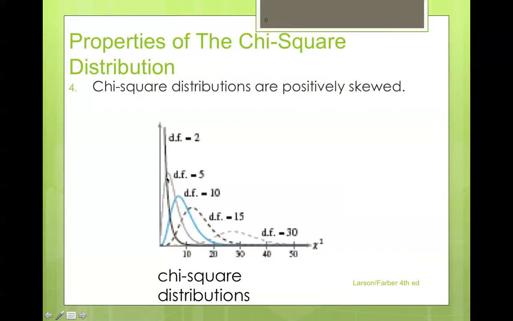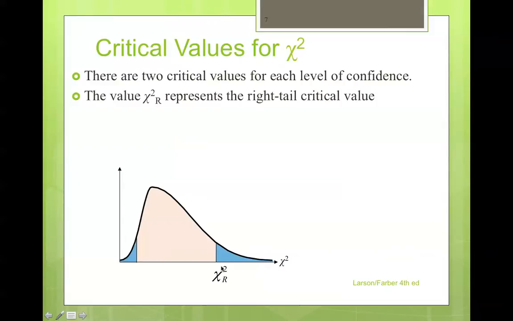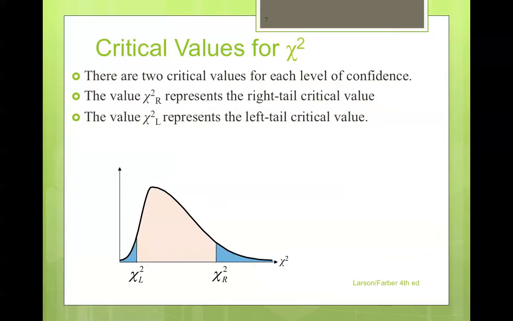So a degree of freedom 2, you can see right here, is not very wide but very tall. And as the degrees of freedom grows, the curve gets wider and pulled. All of them are pulled to the right. They're positively skewed. So there are two critical values for each level of confidence. Now, previously everything has been symmetric, but the chi-square is not symmetric, so our two values have to be found separately. We can't simply just find one and add a negative to it to find the other. The value chi-squared R represents the right tail, and chi-squared L represents the left tail.